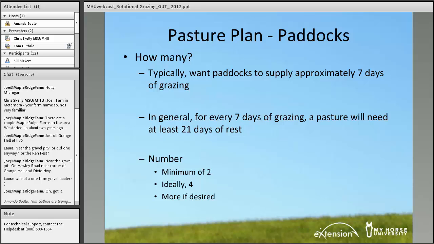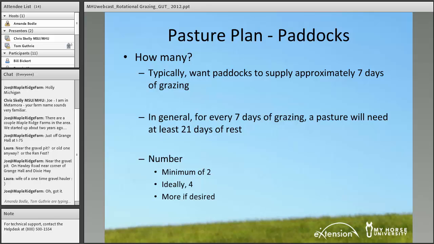Okay, so when we're looking for a pasture plan as far as paddocks are concerned, how many? Typically we want paddocks to supply approximately 7 days of grazing. It could be less than that, it could be 3 to 7 days, but in general, for every 7 days of grazing, a pasture will need at least, and I will repeat that, at least 21 days of rest.